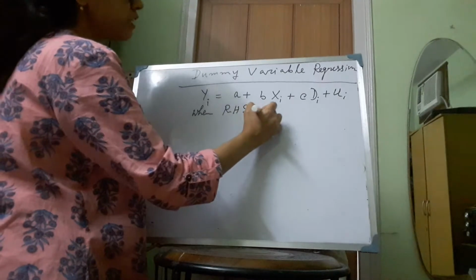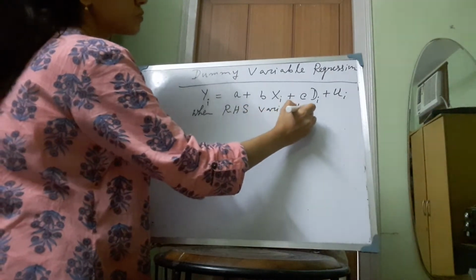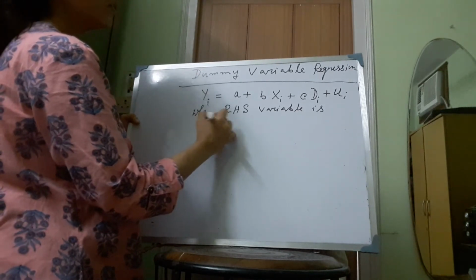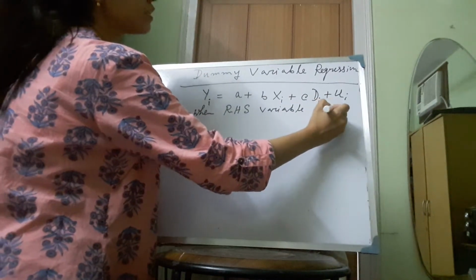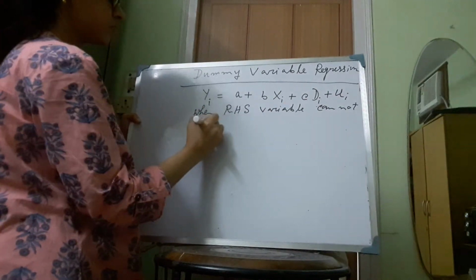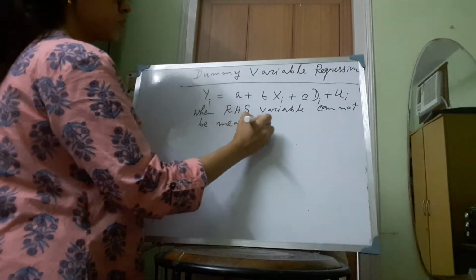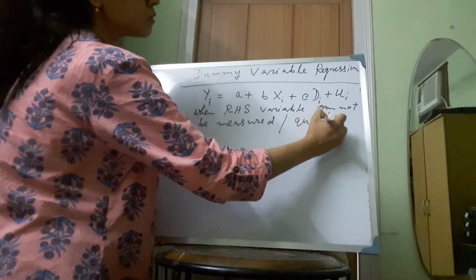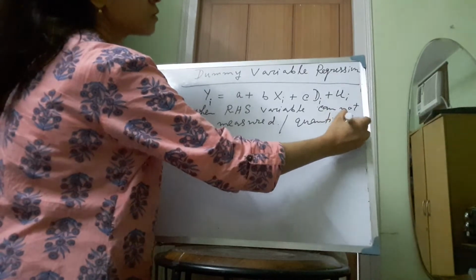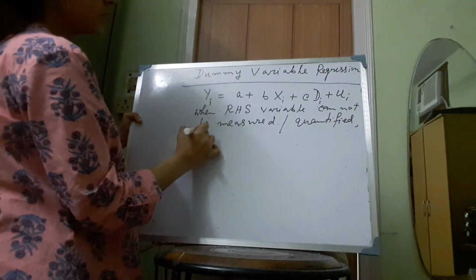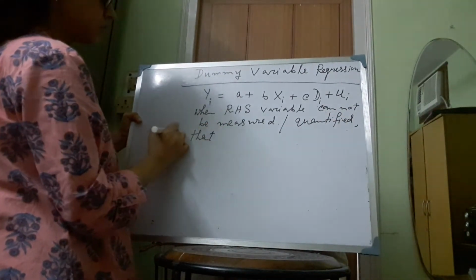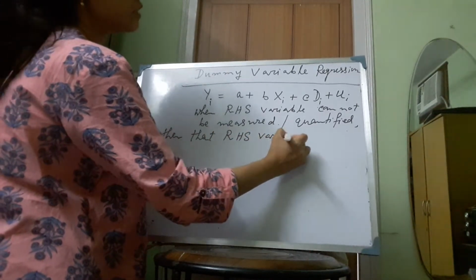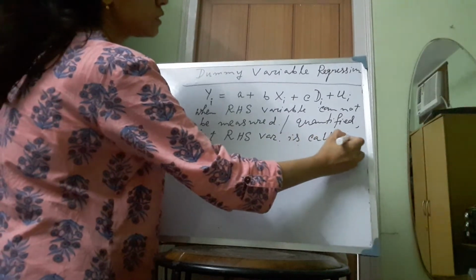So when the RHS variable cannot be measured or cannot be quantified, in that case the RHS variable is called a dummy variable.